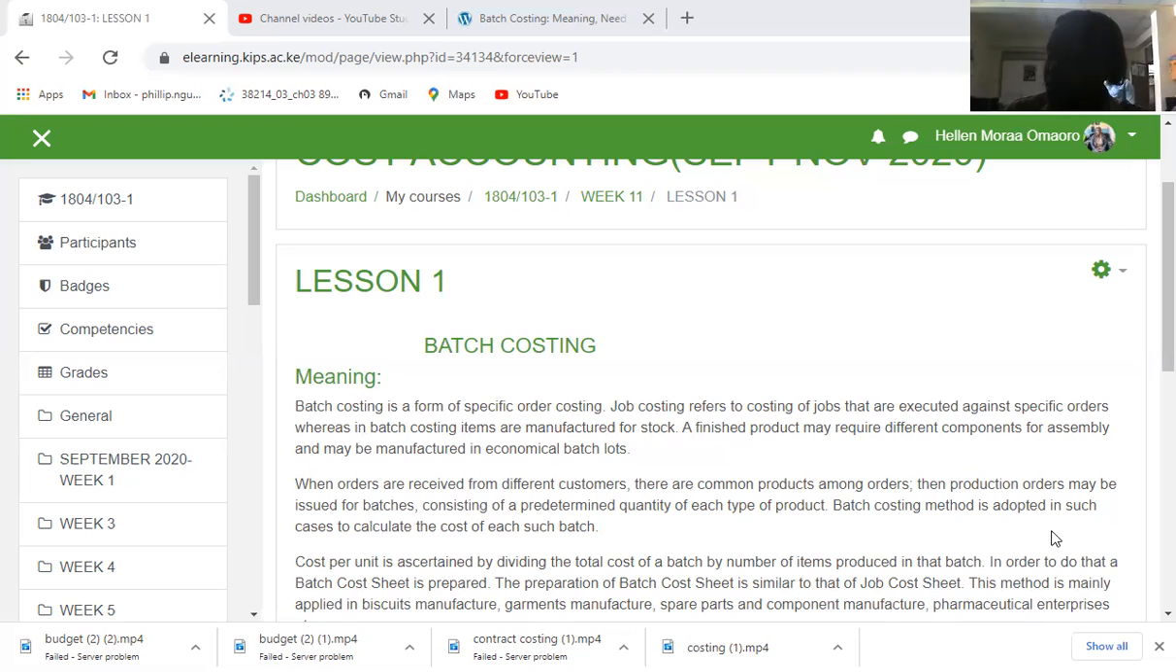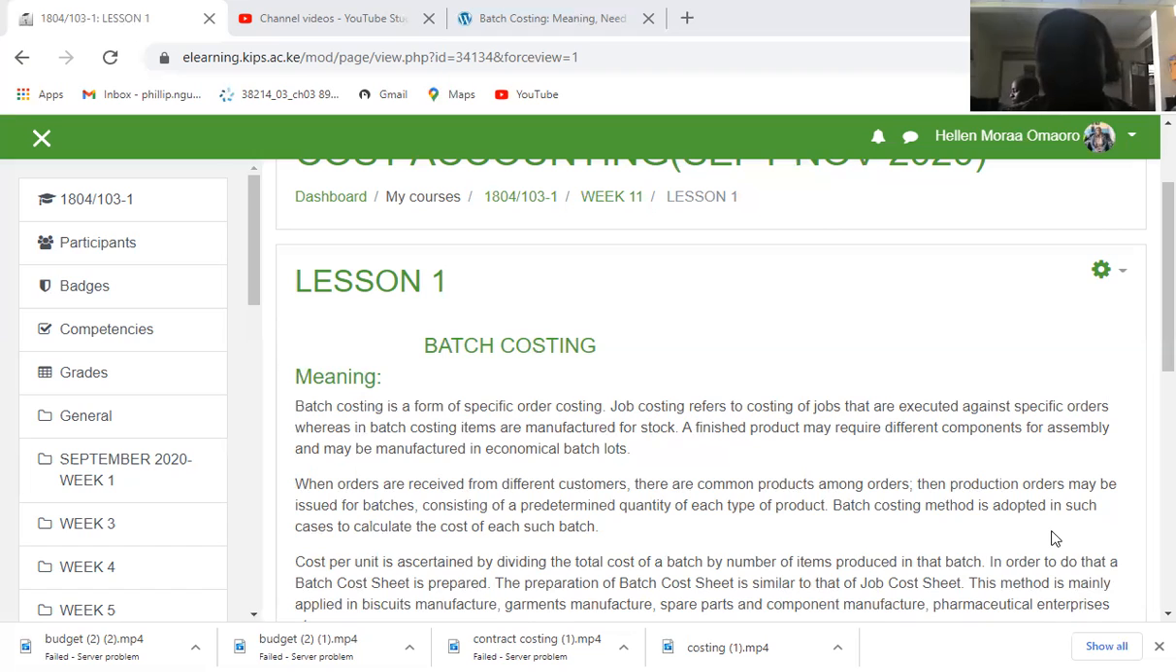So it means during production, direct costs are charged to the job, and a share of overheads of each batch is charged to the cost center. So when the job is completed, it is put into the finished goods store at factory cost. When the job is delivered, meaning when you take the goods or the items to the market, a share of administration and selling overheads is charged to the cost center.